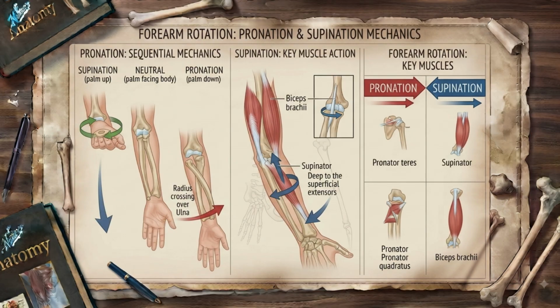During supination, the radius returns to a position roughly parallel with the ulna. The major muscles are biceps brachii and supinator. Biceps is particularly powerful when the elbow is flexed. Supinator produces supination without requiring elbow flexion. Let's compare them. Pronation by pronator teres and pronator quadratus: the radius crosses over the ulna. In supination by biceps brachii and supinator, the radius becomes more parallel with the ulna.